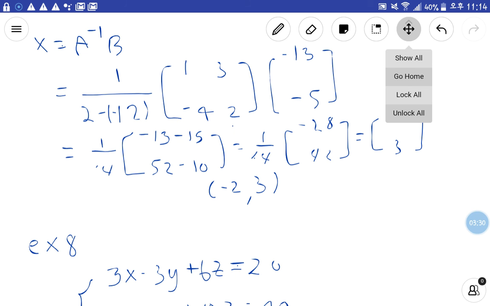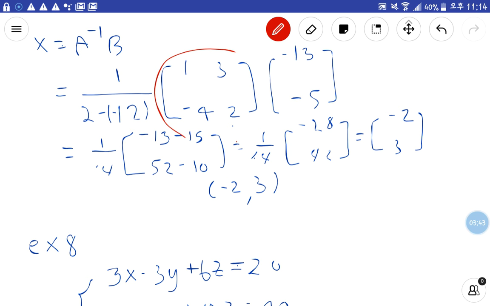So 1 over 2 minus negative 12 times 1, 3, negative 4, 2 times negative 13, negative 5. So I would multiply this and this together, and I'm going to simplify the 1 over 14 after. If you multiply that together, there would be negative 28 and 42. Now you're going to multiply 1 over 14 by each element. Then you can simplify as negative 2 and positive 3. Alright, so let's move on.